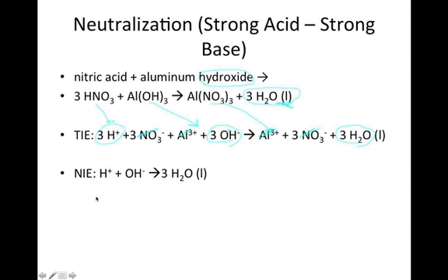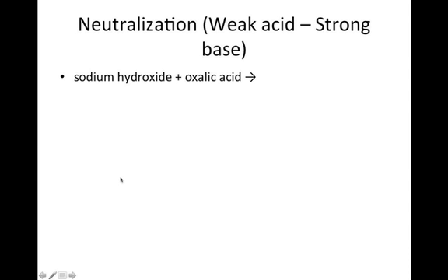And looks like there's a typo on this slide as well. There should be a 3 here and a 3 here. There we go. Next one here is when we have a weak acid, which becomes a little bit more tricky. Sodium hydroxide is definitely a strong base. Then we have oxalic acid, which is a weak acid. The oxalate ion is one that you are supposed to memorize, but is not often used. It is this.